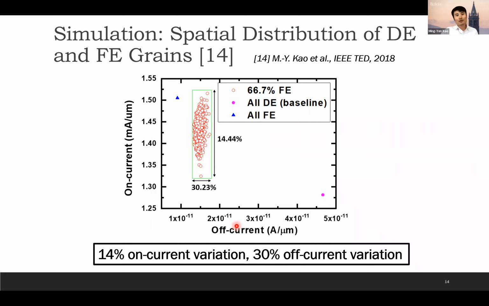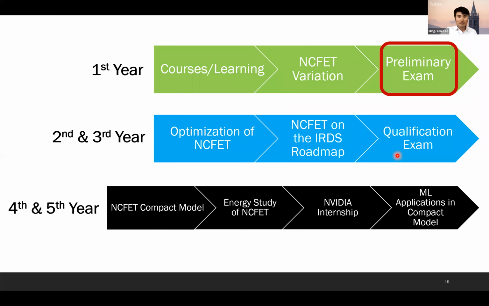And our simulation results show that under that geometry scheme and simulation scheme, we will have 30% off-current variation and 14% on-current variation. Yeah, that's the first topic.